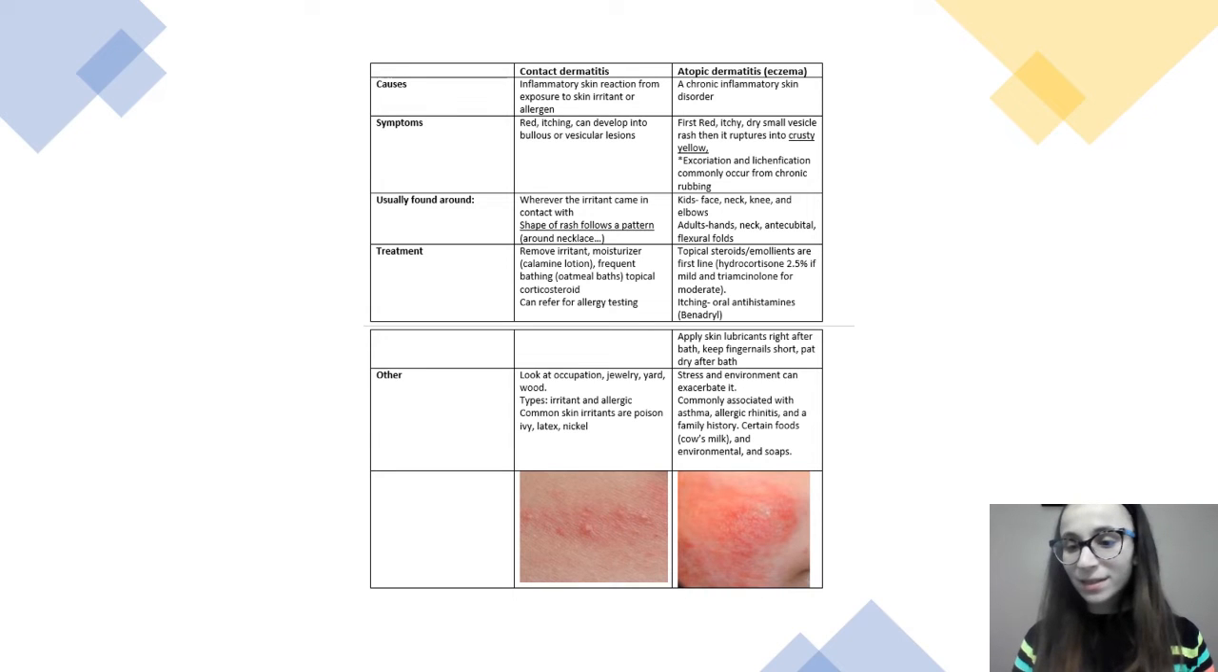Some other stuff to know about this is that for contact dermatitis, you always want to look at the jewelry, yard, occupation, maybe that's causing the irritant. Most common irritants are poison ivy, latex, nickel, etc. In terms of atopic dermatitis, which is eczema, you also want to know that stress and environment could exacerbate it, and it's actually commonly associated with asthma and allergic rhinitis.